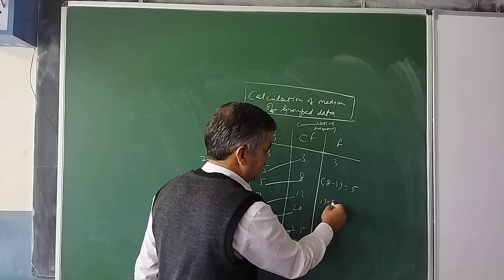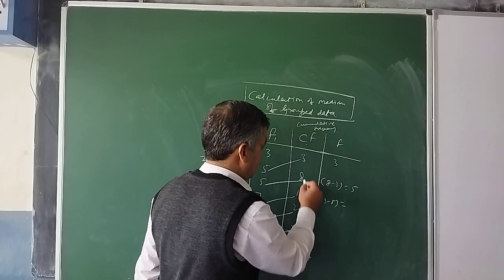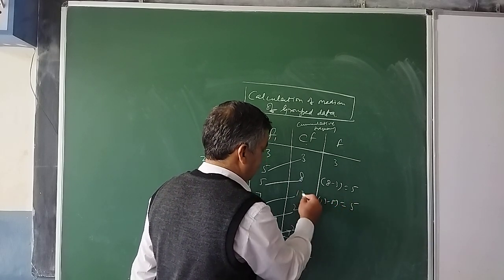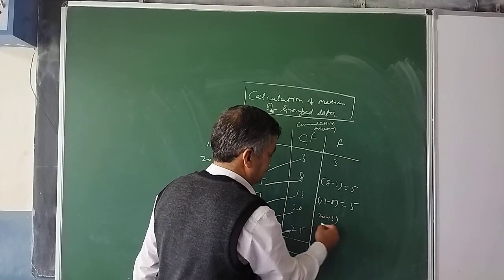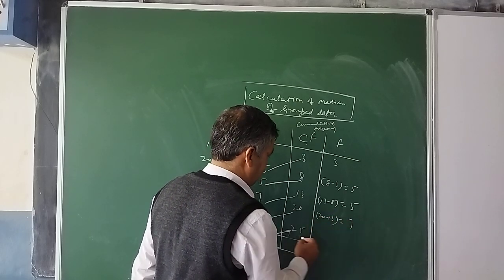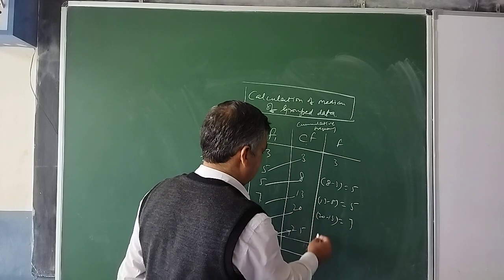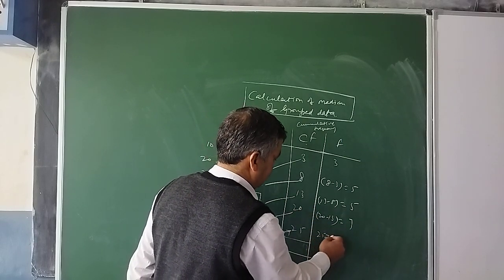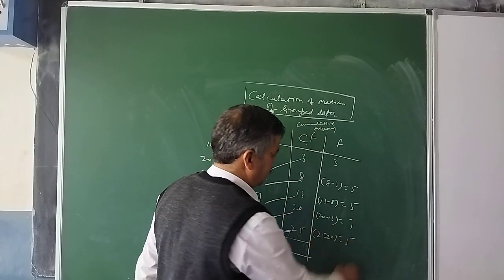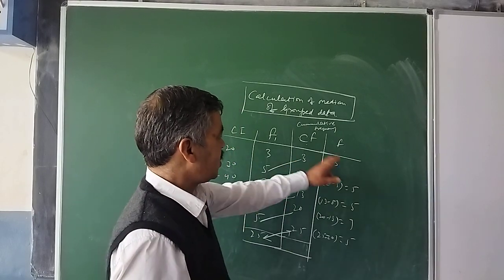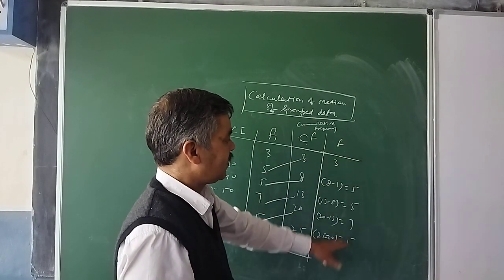Then 13 minus 8 is equal to again 5. Then 20 minus 13 is equal to 7. And finally 25 minus 20 is equal to 5. So I have changed the cumulative frequencies into frequency.